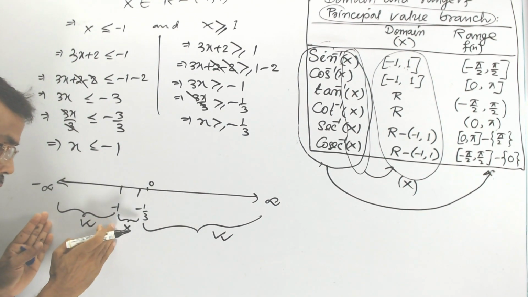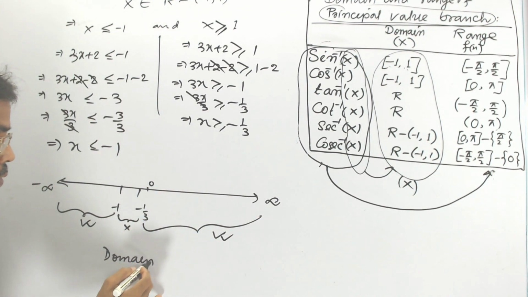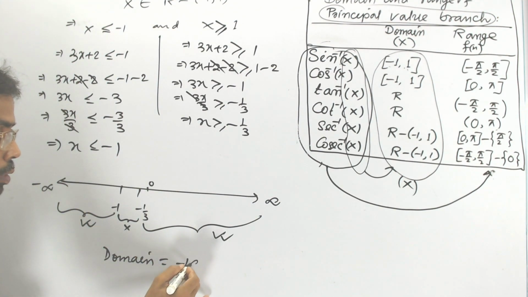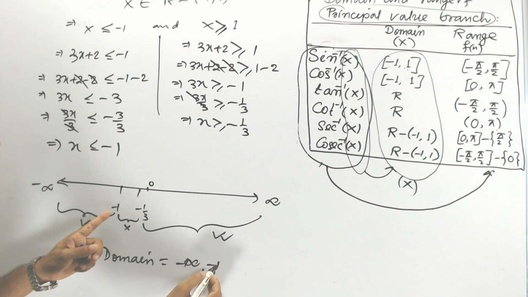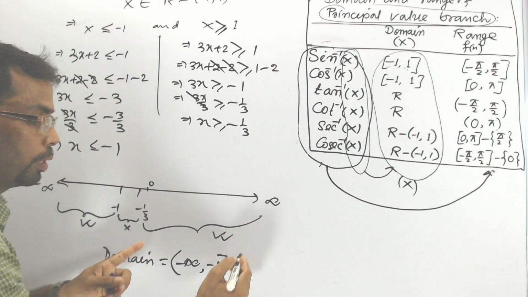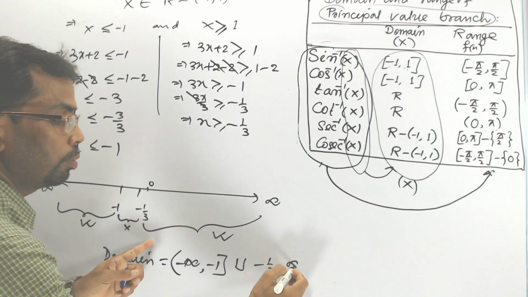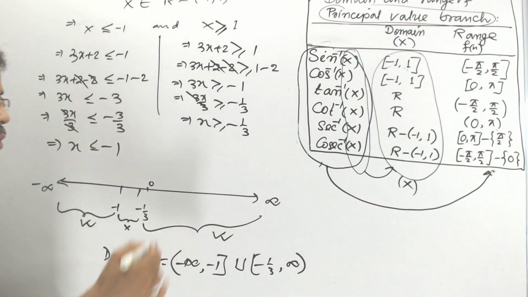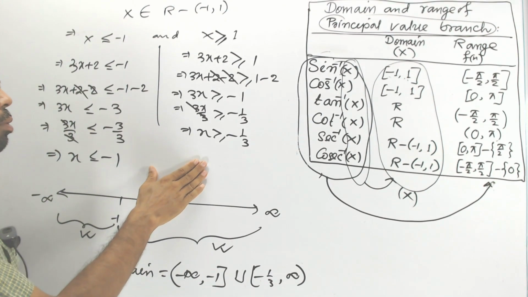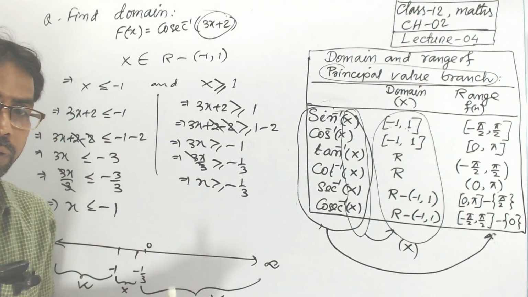The value of x can be here, and we can write like this: domain is equal to, the first part is minus infinity to minus 1. Minus 1 closed because the equal sign is there. Infinity is always open. And then we have one more part, so we will write union. Union means together. The second part, minus 1 by 3 to plus infinity. Open, close. So this is the complete solution for the domain of the given function.